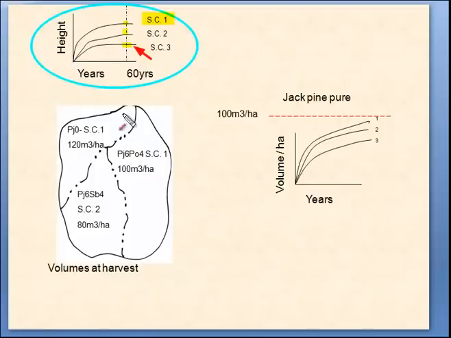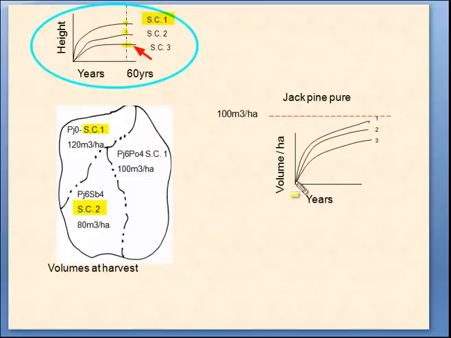So you can see that in an FRI map, this is jack pine 100% on site class 1, and this is the volume that is currently there. So we use site class as a way of illustrating what is the growth potential for that area.